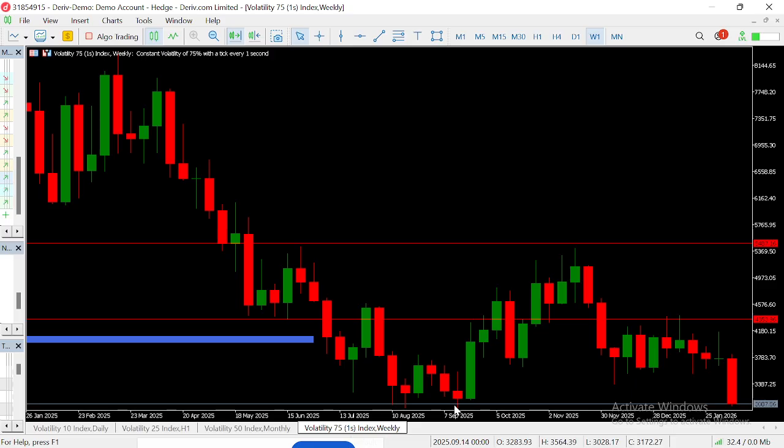Red candles to the downside, break of structure. Now what do we do? We mark out this high. This high is going to play a very vital role in our decision on the market. Now, this is a weekly time frame, but we still have to do that. So mark this high out.